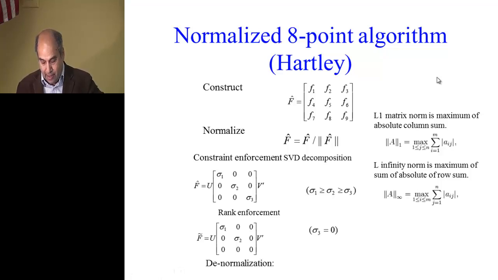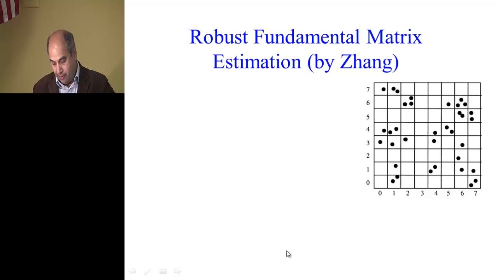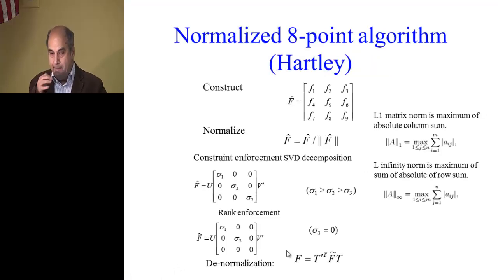Then the last step will be to denormalize, because remember we normalized coordinates, we applied the T matrix to the left and T prime to the right, and we'll come back and apply those as we did before, and then that's it, we get a fundamental matrix. Now this is the basic 8-point algorithm which was proposed, which is a very good contribution. Now, after that, people found out that it's not enough. You cannot get a good fundamental matrix estimation just using that.